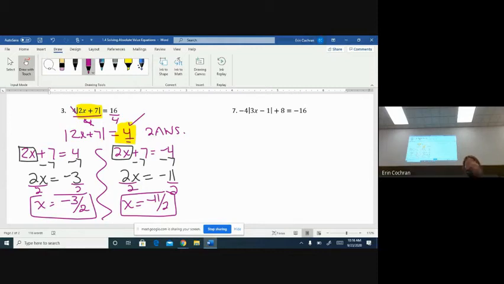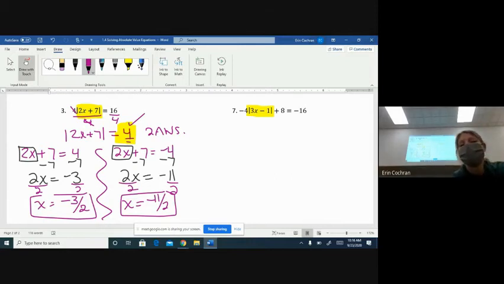All right, number 7. Is my absolute value isolated? No, we have that negative 4 being multiplied, and we have that plus 8. Would I move the negative 4 or the plus 8 first? Do I multiply, or would I move the plus 8 first?